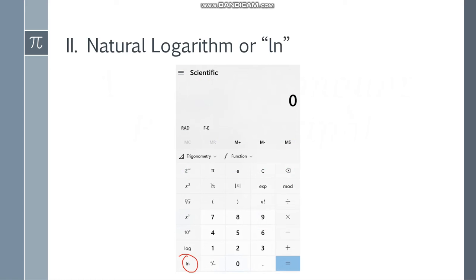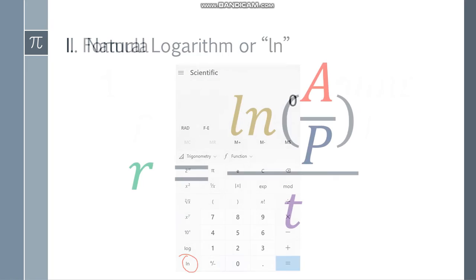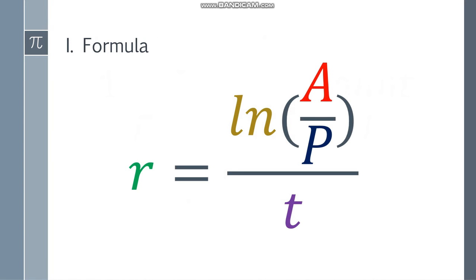Now, what is ln? ln is the natural log, so you can see it in the calculator, and that's the ln. So natural log is ln. Okay, now let's go back to the formula. How did I arrive at this formula? r is equal to the ln of A over P, over t.